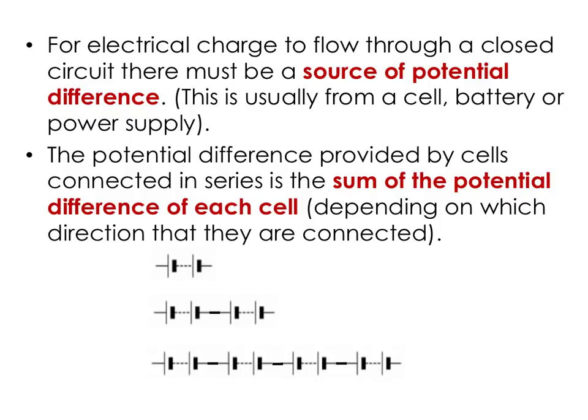When we want to get an electric current flowing through a circuit, we need to have a source of potential difference. So for an electric charge to flow through a closed circuit, there must be a source of potential difference. We usually get that source from a cell, a battery, or a power supply. Please remember that a battery is two or more cells. The potential difference provided by cells connected in series is the sum of the potential difference of each cell, depending on which direction they are connected.